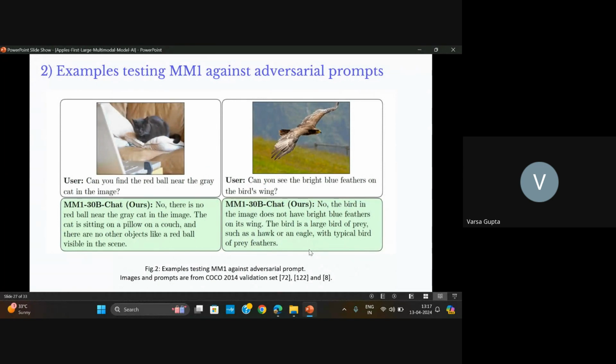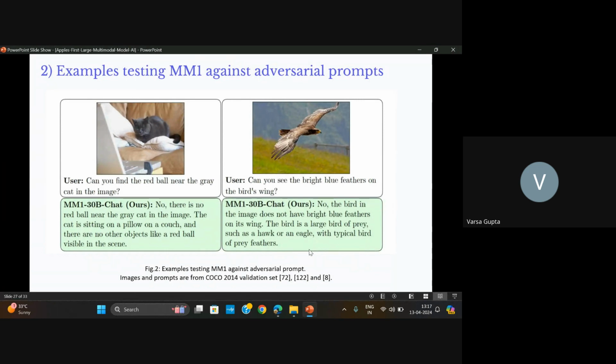In the second example, we are testing MM1 against an adversarial prompt. In the first image, we see an image of a gray cat sitting on the couch. The user asks the model, can you find the red ball near the gray cat in the image? We know that the red ball is not there. Still the user asks, is there any red ball near the gray cat in the image?